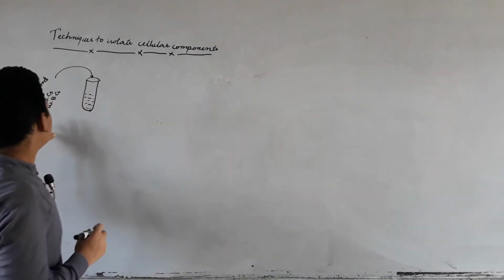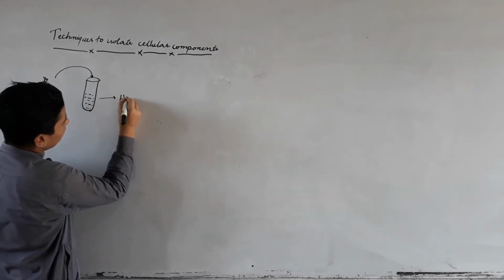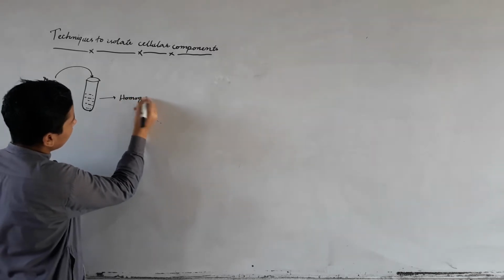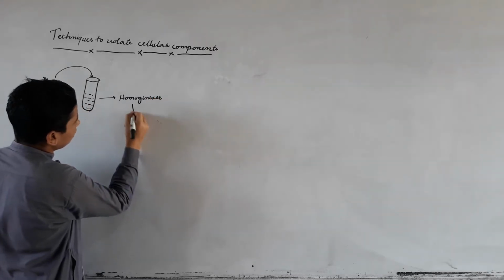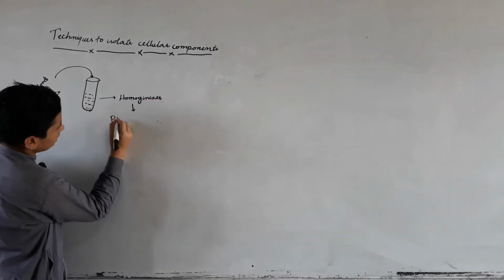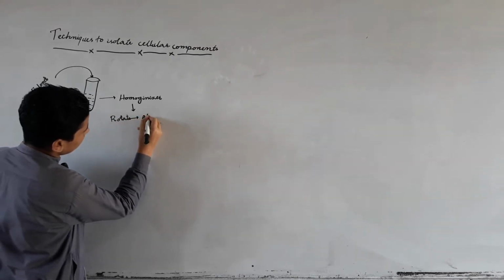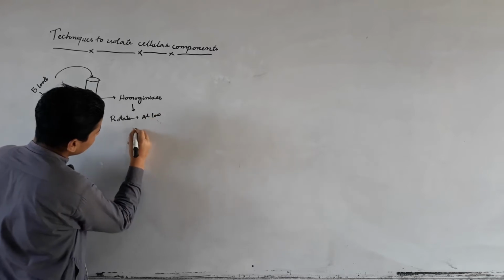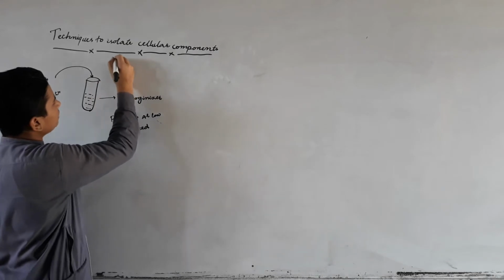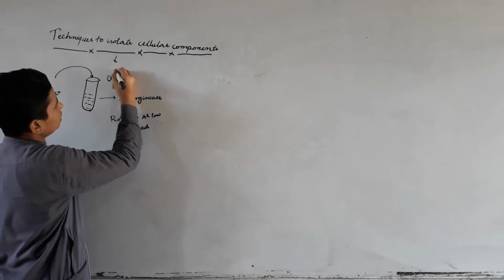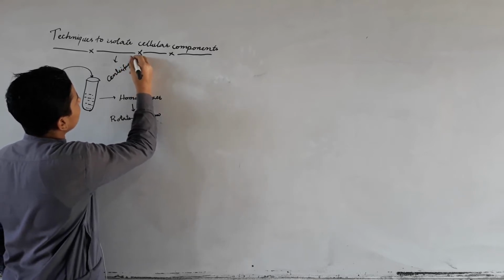When we put the blood into a bottle, we then put the bottle into a homogenizer machine, in which we rotate or centrifuge the blood at low speed. That's why we call this process centrifugation, because we centrifuge the blood.